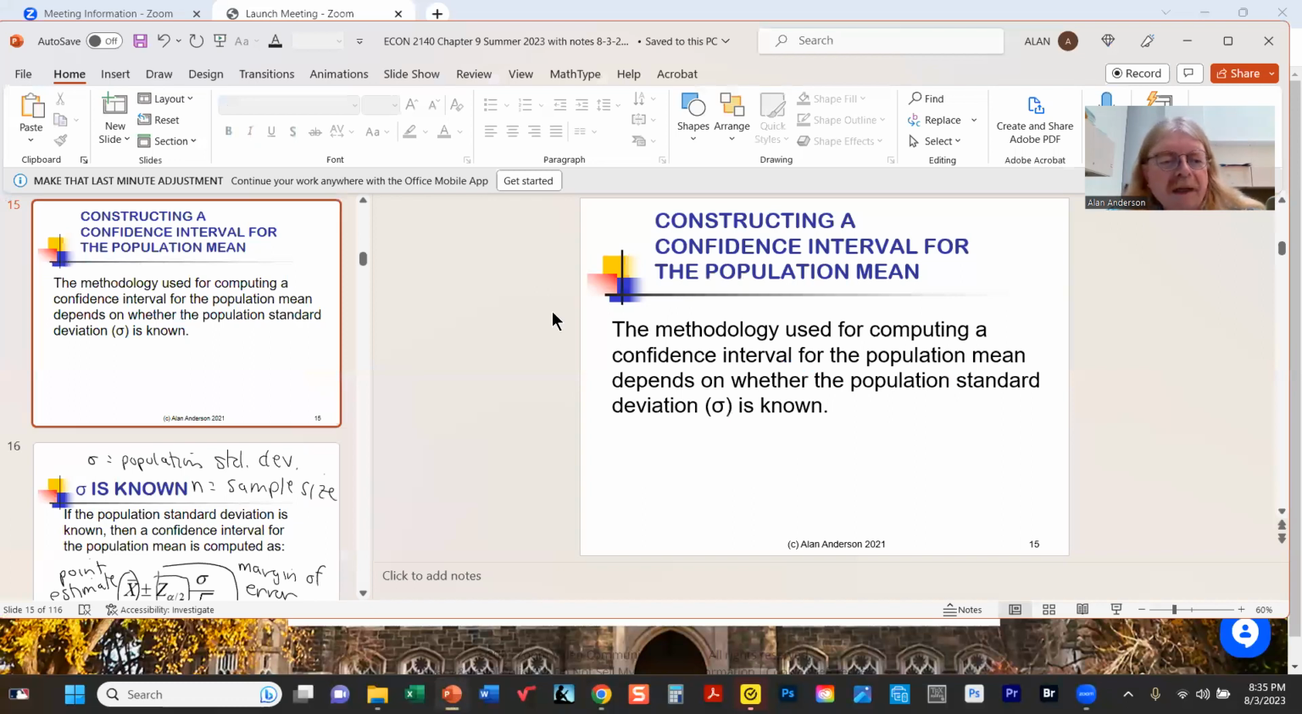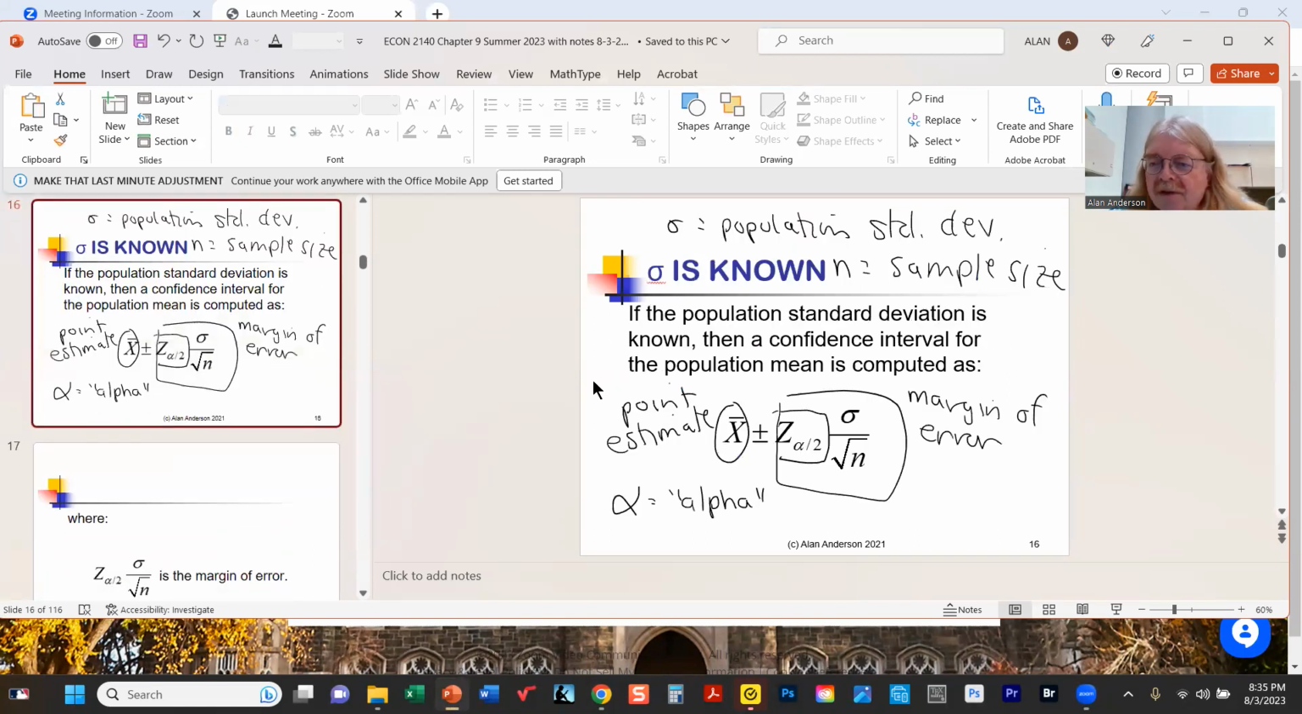All right, so now we're going to pick it up where we left off last time. We had started to look at constructing confidence intervals for the population mean, and we saw that there are two basic cases. One of them is that the population standard deviation is known, and the other is that it is not. So we started with this case because it uses the standard normal distribution, which we're already familiar with. The next case, where the population standard deviation is unknown, requires us to introduce a brand new probability distribution. So we'll do this first, and then we'll get to the new probability distribution.